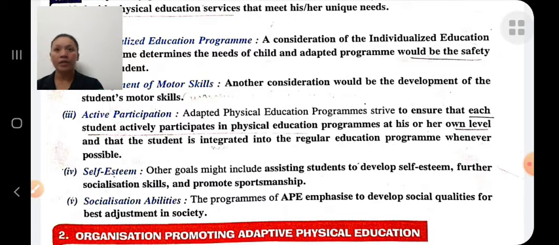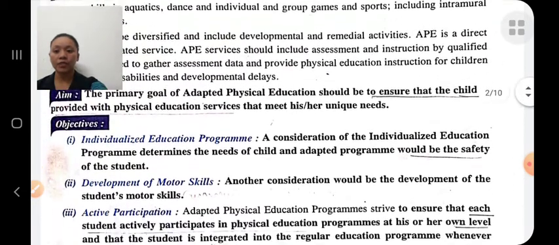Socialization ability. The adaptive physical education program also develops the social quality of a disabled person for the best adjustment in society. If their social quality develops, then they can easily adjust in society. Developing the social quality means behaving with other persons, behaving with society, discipline with other people, adjusting with other people, etc. So the adaptive physical education program should also develop the social quality of a disabled person. This is the objective of adaptive physical education.